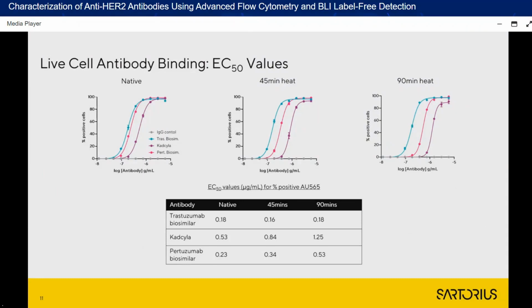And this is really just the same data as in the previous slide, but pulled out into concentration response curves, and also with those EC50 values pulled out below. And really this just highlights that it confirmed what we saw in the previous slide, with the trastuzumab biosimilar having a fairly constant EC50 value, regardless of whether it had been heated or it was the native antibody. Whereas with both the Kadcyla and pertuzumab, we saw a gradual increase in the EC50 to indicate that reduced potency binding, up to about a 2-fold loss in binding potency by that 90-minute time point compared to the native.